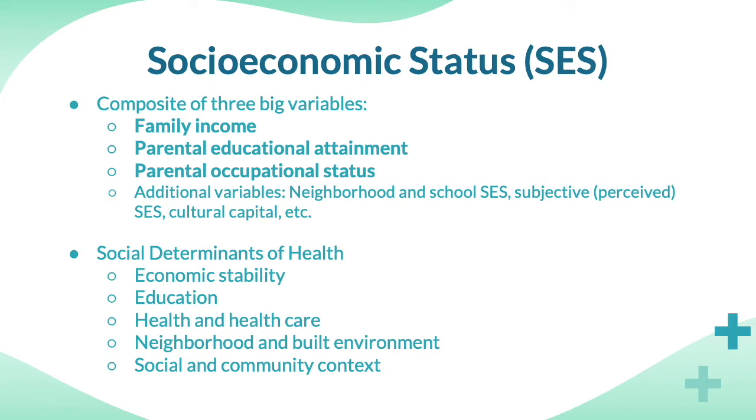SES is also impacted by their social determinants of health. These determinants of health include 5 categories: economic stability, education, health and healthcare, neighborhood and built environment, and social and community context. SES has a large impact on all 5 determinants of health, and these areas all play a role in determining a person's SES.